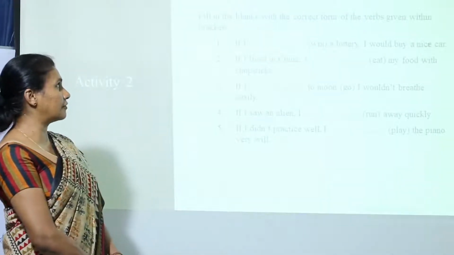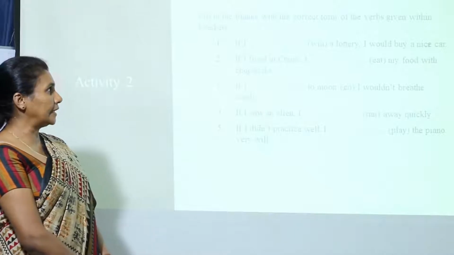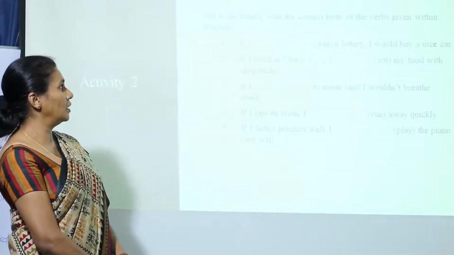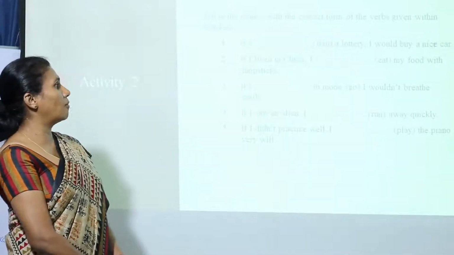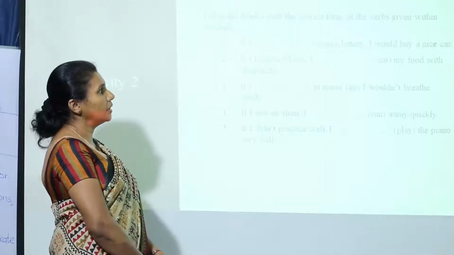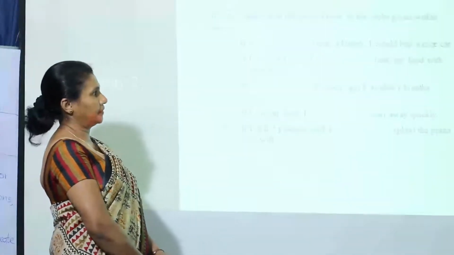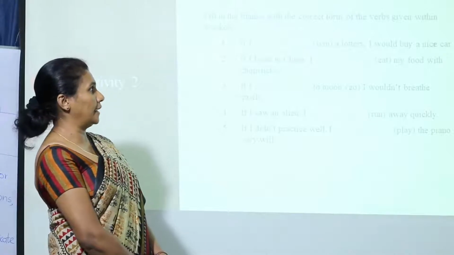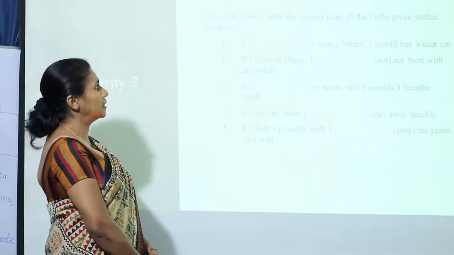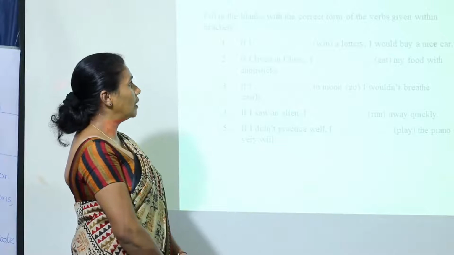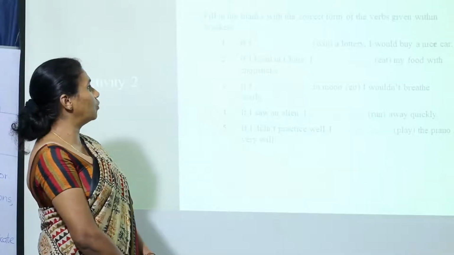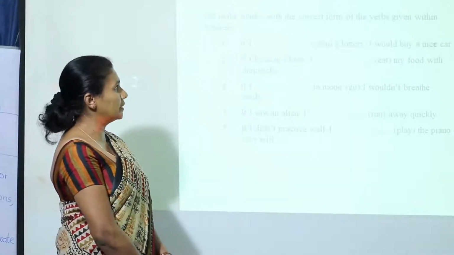Now fill in the blanks with the correct form of the verbs given within brackets. Again, very easy for you all, because the verb is given and the blank is given. So you are to write the correct form of the verb. Right? So the first one is, if I blank a lottery, I would buy a nice car. So here it is I would buy, so this is about the second type of conditional clause. The answer should be, if I won, W-O-N, the past tense of win is won. So if I won a lottery, I would buy a nice car.